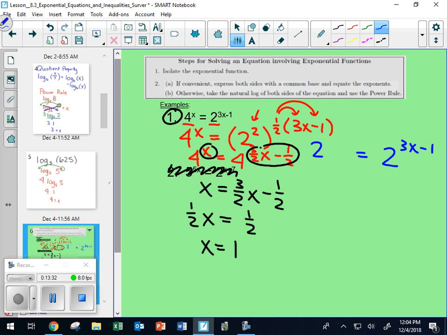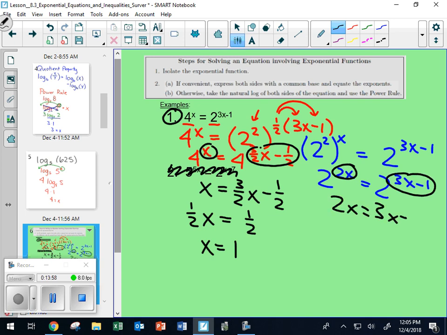So here we had 2, and we need to make sure that we kept that as 4. So 4 is the same thing as 2 to the second power, and you still have your x outside. So this would be equivalent to 2 to the power of 2x is equal to 2 to the 3x minus 1. And if we do the same process of setting our exponents equal to each other, you will end up using algebra with x equals 1 as well. You can do it either way. Either way is fine. If there's one way that works better for you, please, by all means, go ahead.